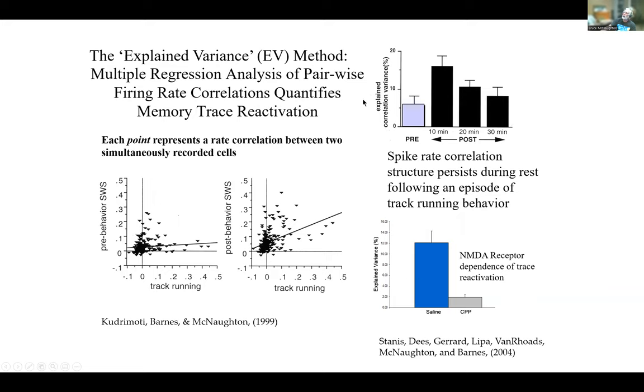And this is kind of what it looks like. This is the explained correlation variance. It goes up, but it decays over time. After about an hour in rats, it's hard to detect it. There are other ways that can detect it. It comes back, it flickers in and out, but it's most intense right after the behavior, which suggests that maybe there's some short-term associative plasticity mechanism that we don't know about, or that the natural decay of LTP might not be the same as experimental LTP, but regardless, it fades out somewhat over time. This effect is NMDA receptor dependent. So there's some kind of NMDA receptor dependent plasticity going on that induces this phenomenon.